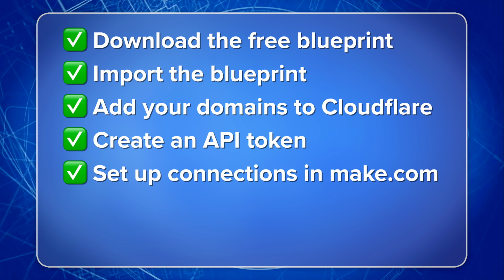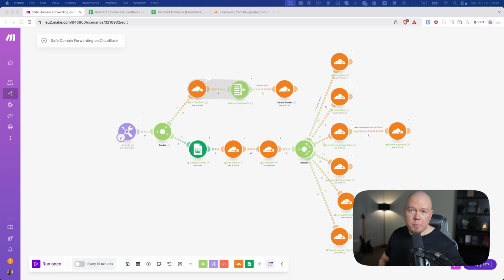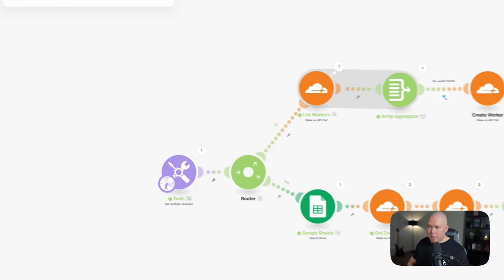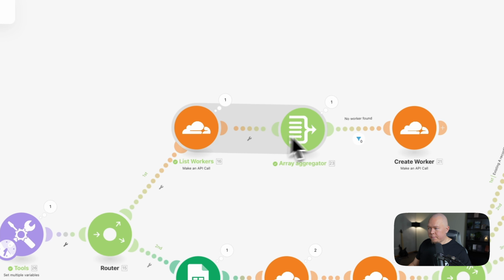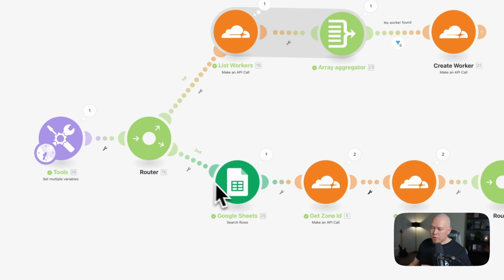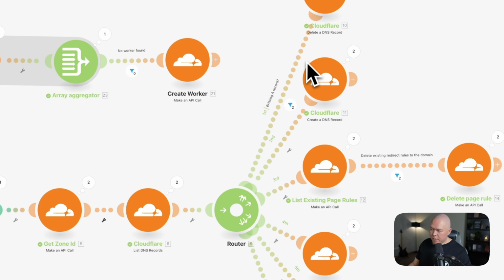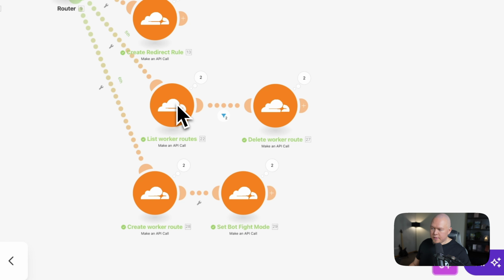Everything gets configured automatically. Seriously, it's that easy. No more tedious manual setups. Just sit back and let the automation do the work for you. After you import the blueprint into your make.com account, you'll see something like this. This scenario creates a custom worker. Then it processes your Google Spreadsheet. It creates all necessary DNS records, redirect rules, worker routes, and enables bot fight mode.